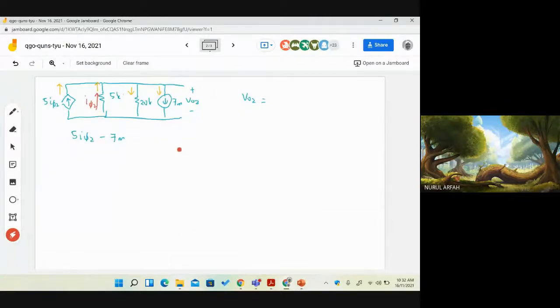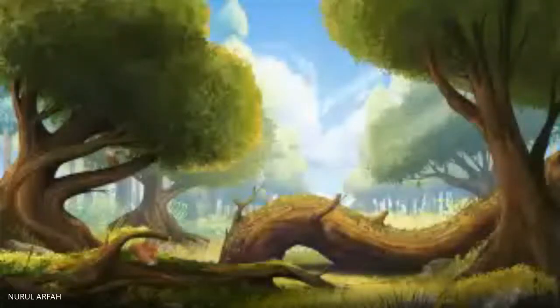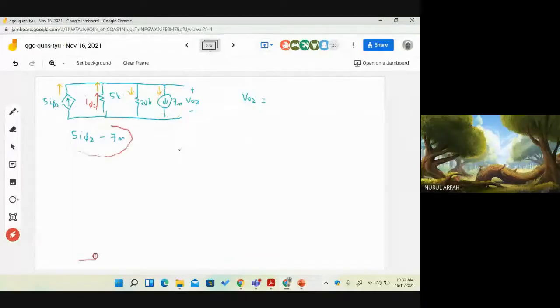Cumanya how you want to draw ni macam susah sikit lah. Dia macam, tak reti macam mana you want to combine it. Okay. Yelah, kalau this one going up, this is going down. So 5I52 minus 7 milli. Okay, this is the current source of these two. Tapi apa kita nak ni? Kita nak cari V naught 2, right?